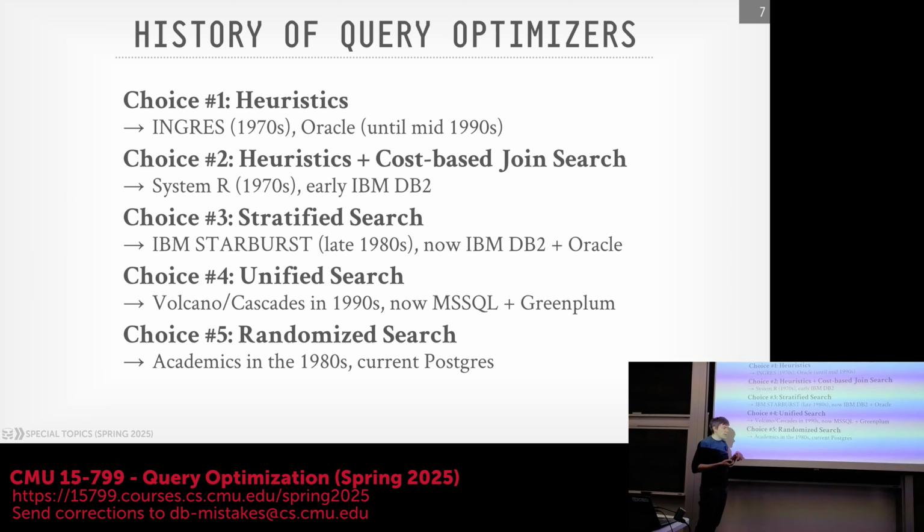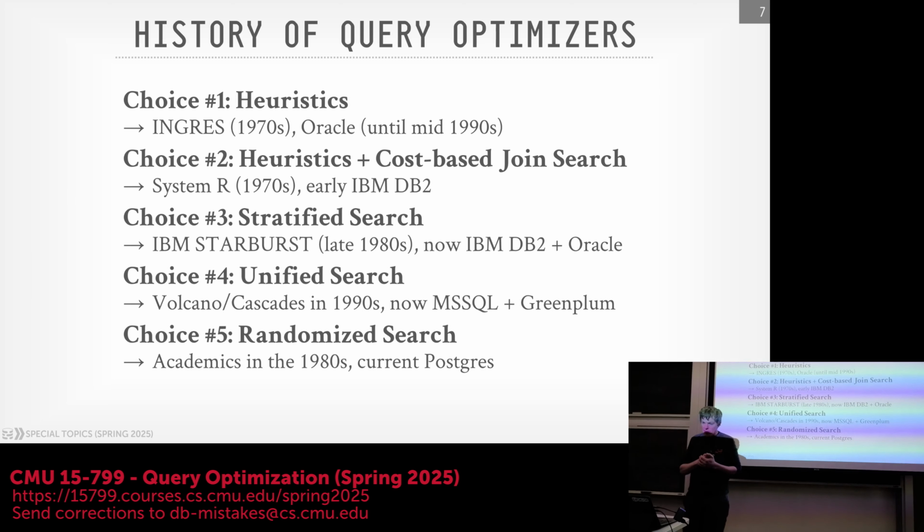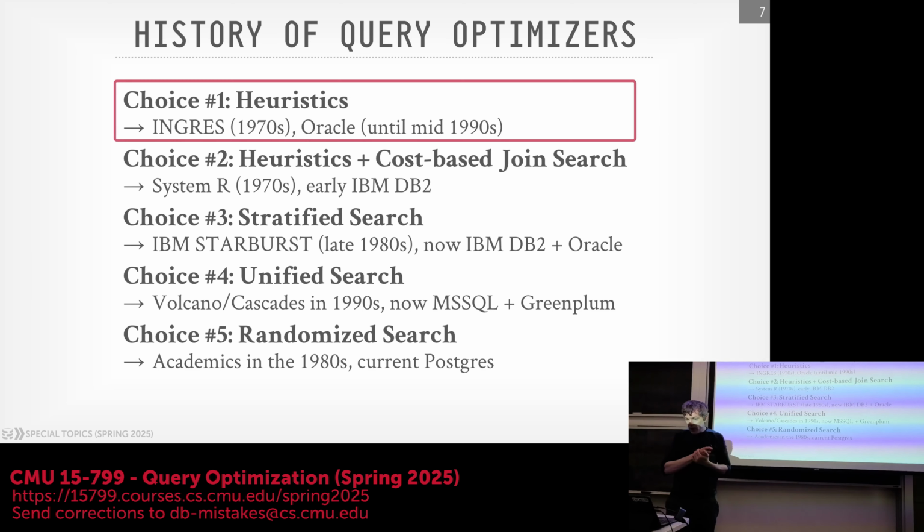And then randomized search would be like simulated annealing, or the genetic algorithm that's in Postgres that doesn't work. Again, there are some prototypes that do this, but Postgres is the only one that actually does it. And then we can talk about the neural network stuff or the AI machine learning stuff as we go along as well. All right, so let's start in the beginning.